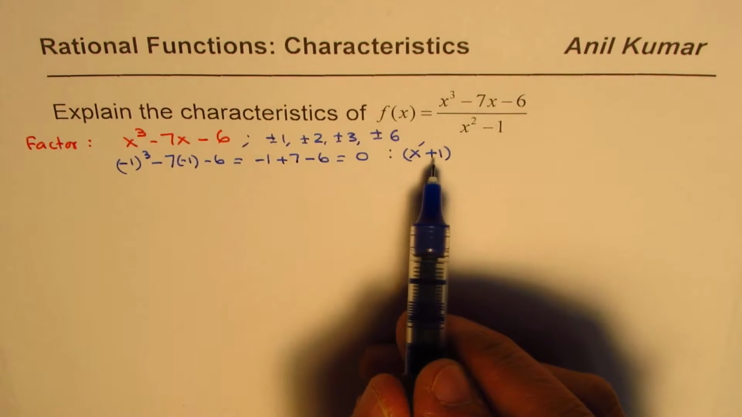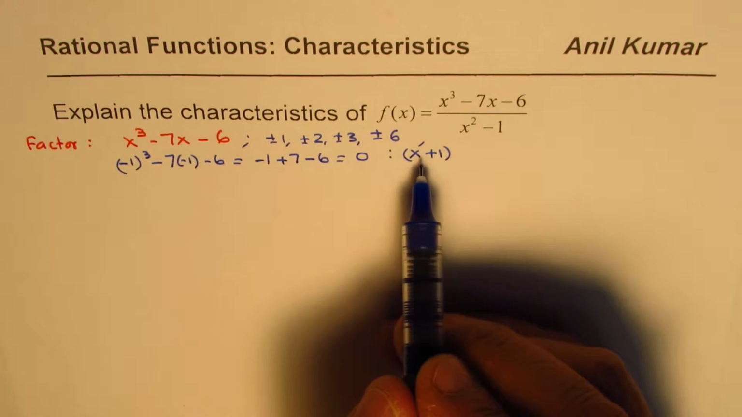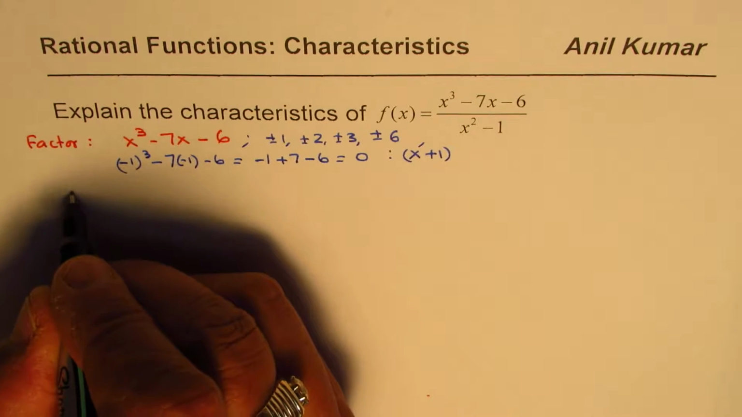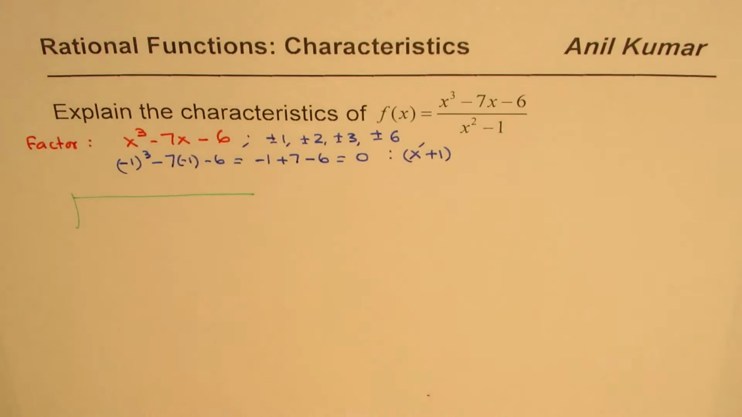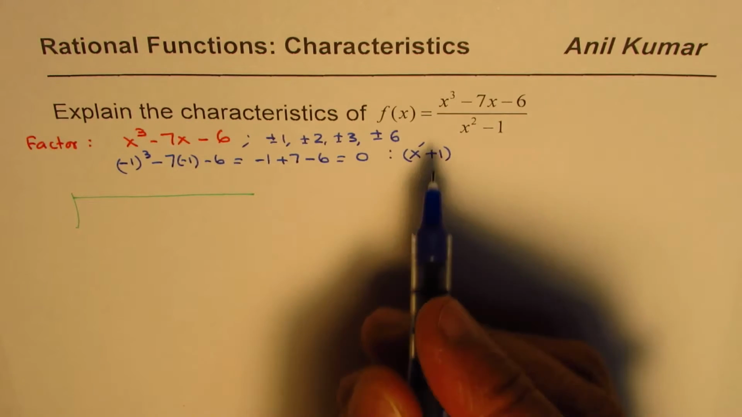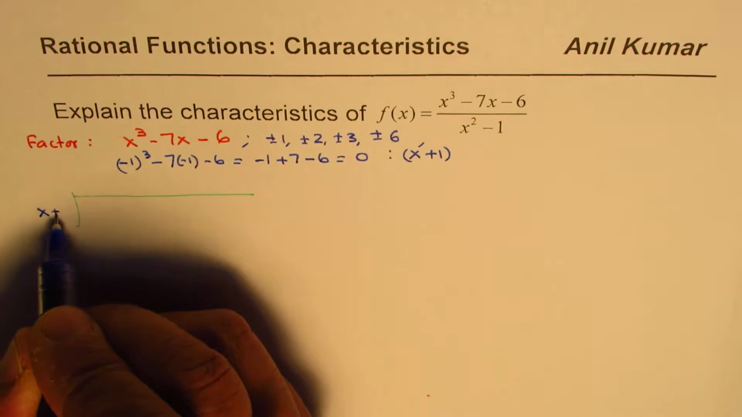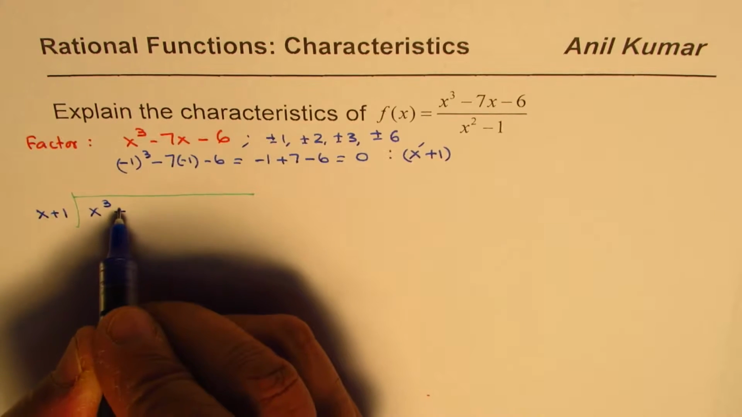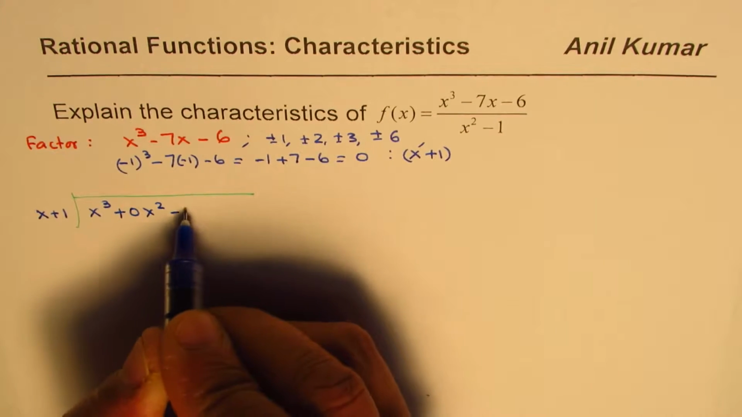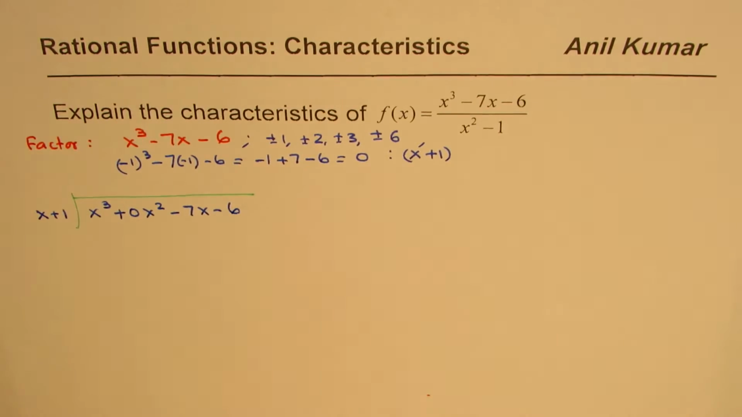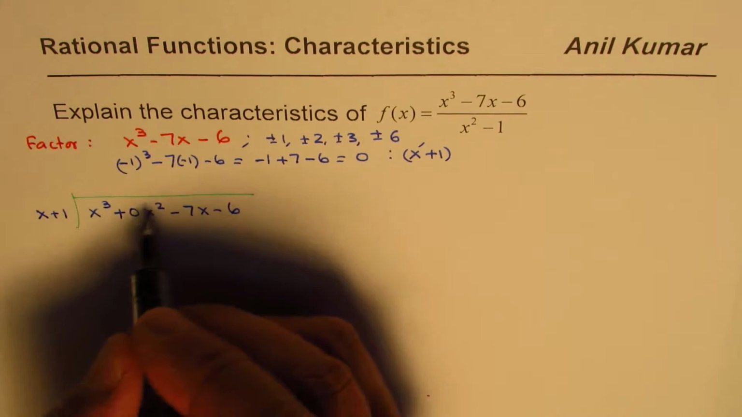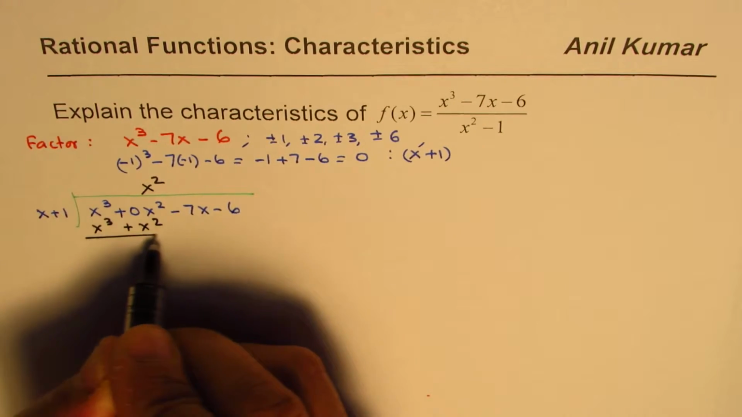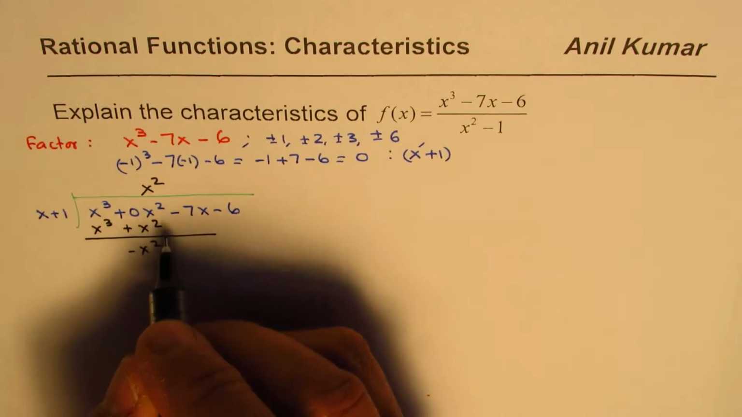Now if x plus 1 is a factor, then dividing this by x plus 1, I'll get a quadratic equation. And once I have a quadratic equation, then we can find further factors, correct? So let us divide our equation by x plus 1. So we have x plus 1, and the equation is x cubed, and since there are no x squared terms, we'll put a placeholder here, minus 7x minus 6, and divide. So we get x squared here, so we get x cubed plus x squared. When you take away, you get minus x squared.